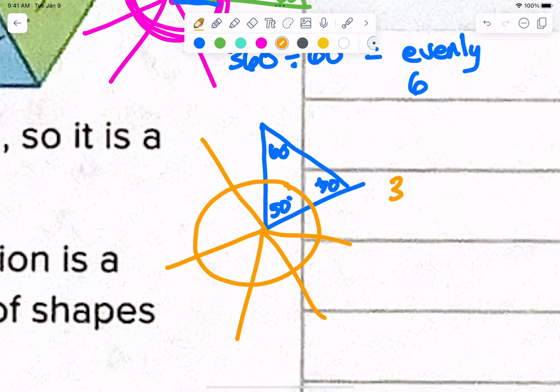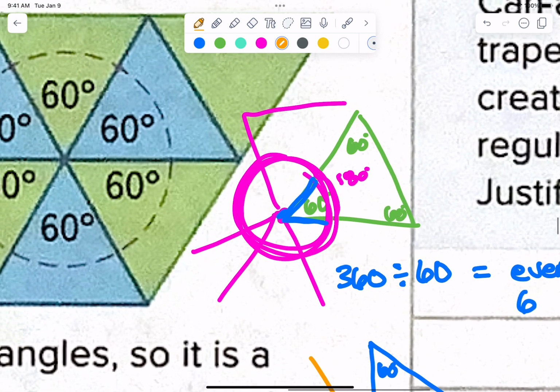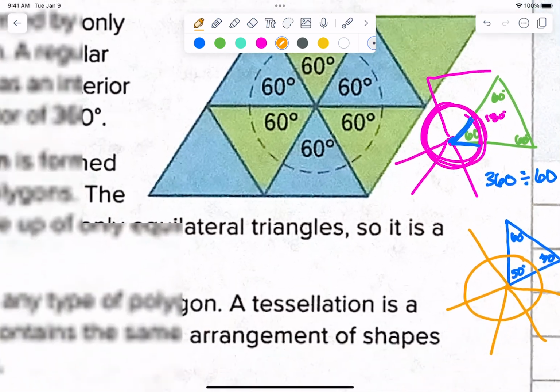Because it's not 7.2. 360 divided by 50, because each one of them in that corner is 50 degrees. If I divide that, you said 7.2. I would need 7.2 of these triangles to tessellate around to make that vertex. Does that make sense? It would not all fit together, so that would not tessellate. Versus the 60-degree angles, they would, because they would all make 360. Correct? Okay.